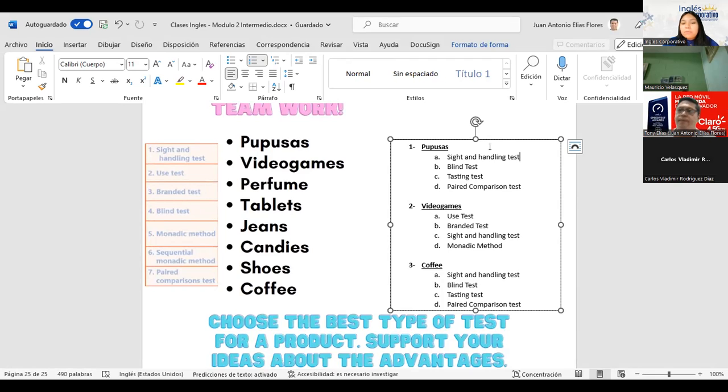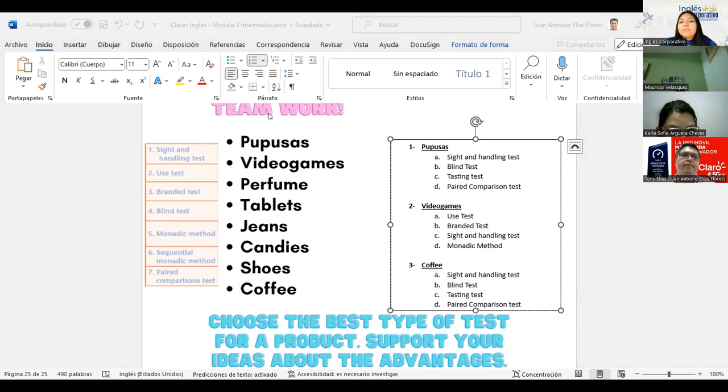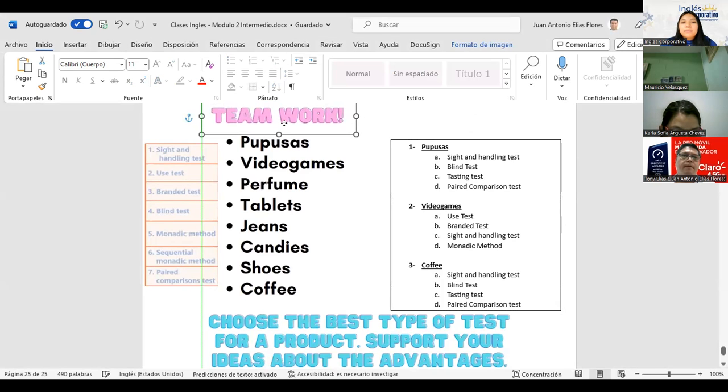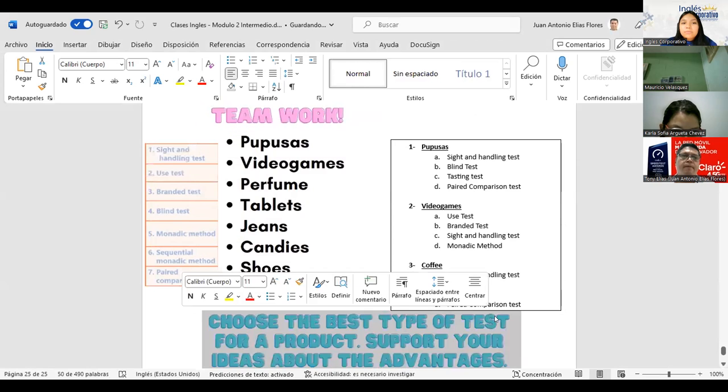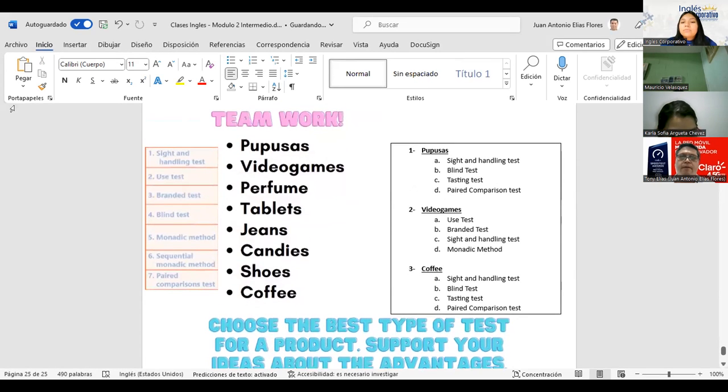Okay. Carla, the video games. I chose video games. The first I use is the branding test, because it's necessary for creating video games. They are testing for the users, for any errors. It's necessary to try the video games in the computers for users.